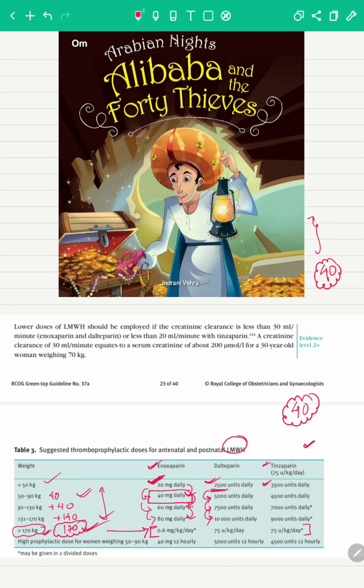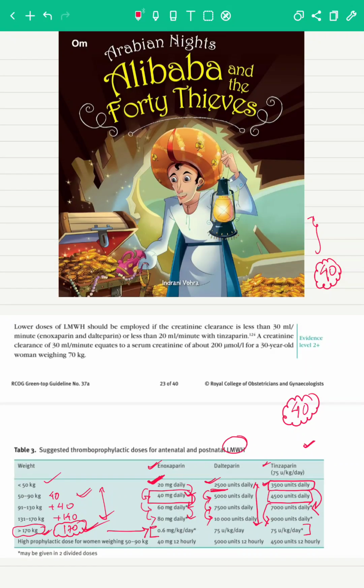And for Tinzaparin, the trick is a little different. Here it is 3500. You skip and you double it up. 2 into 3000. Then the second value is 4500. You skip 1 and you double it up. So basically there are only 4 values that we have to remember for all of it, of which the most common weight range and the most common value used is 50 to 90 kgs, where 40 milligrams daily enoxaparin is given.